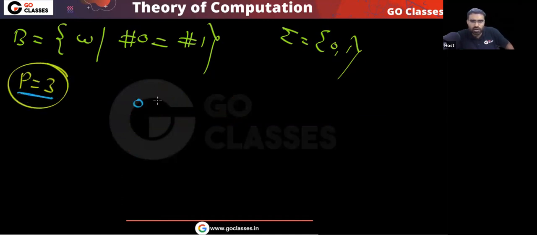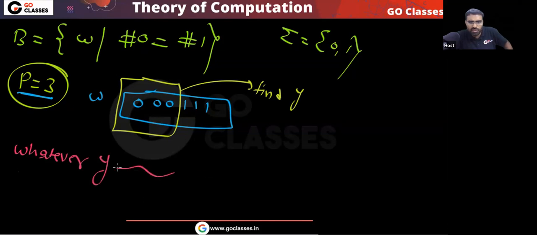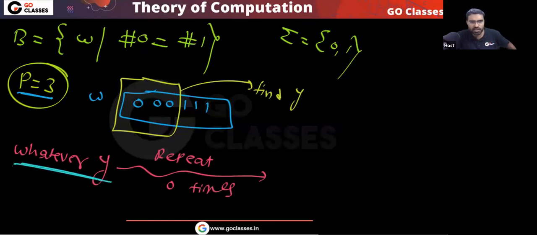And you can notice, look at this string 0, 0, 0, 1, 1, 1. I am saying that in this area, you find Y. In this area, we will find Y. But something interesting is happening: whatever Y you take, you can take whatever Y you want. If I repeat it 0 times, please tell me what will happen.